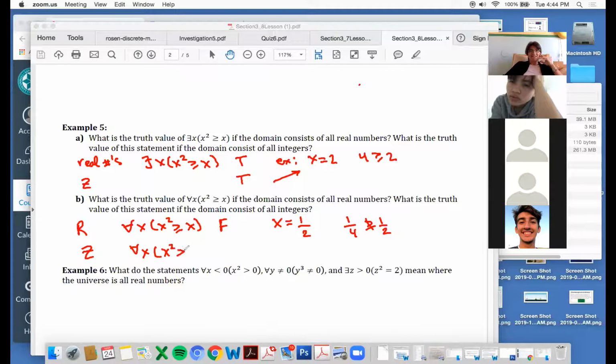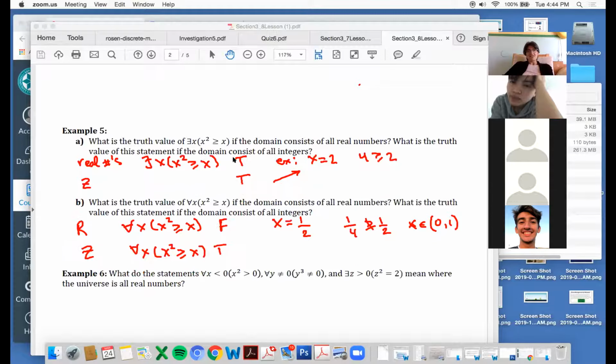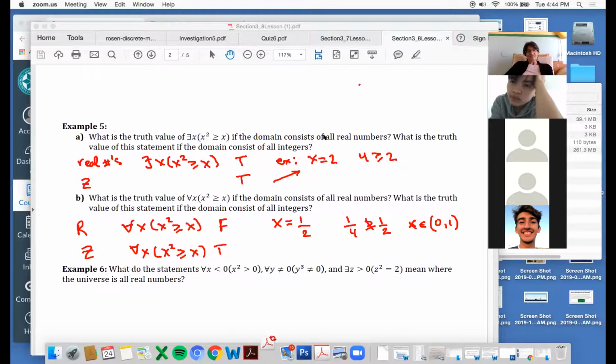It's true. Yeah, this is going to be true over the integers, because the only values where this doesn't work are fractions between 0 and 1. But there are no integers between 0 and 1, so this is going to be true for all integers, whether they're positive or negative. So this is a good example to distinguish between the existential and the universal statements. For existential, it only has to work for one value. Universal has to work for all values for it to be true.